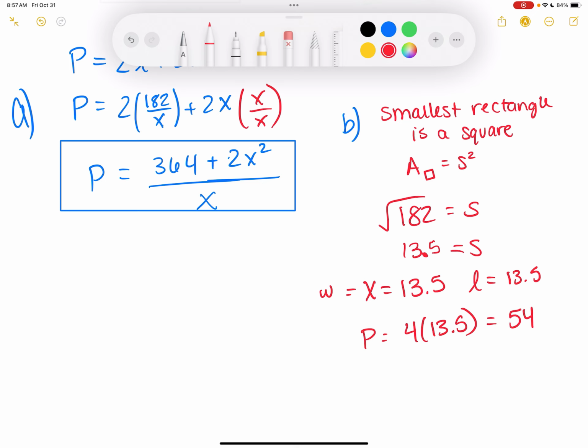Now, obviously, I rounded to 13.5. If you were to look in the book, they did not round, but so this would be the perimeter. These are the dimensions.